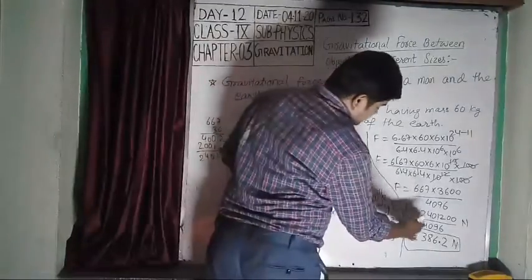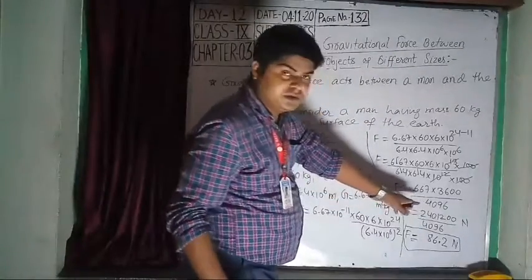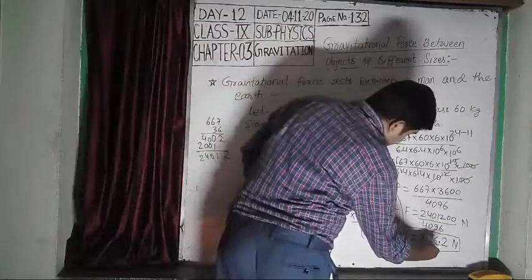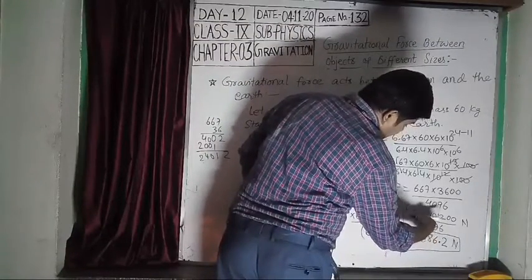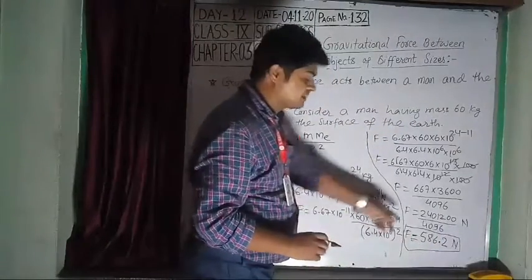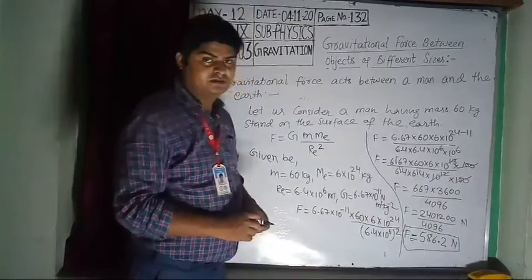Students, see here, sorry for that. When you divide 2401200 by 4096, then it becomes 586.2 Newton approximately. This is the correct answer. So you will correct the answer. Now let us see the next topic.